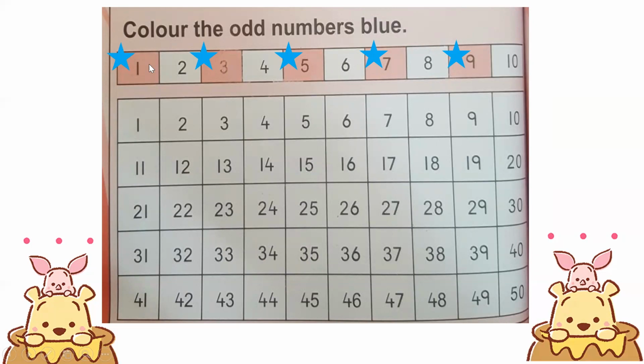Now look here, there is page number 60. I have left the lower portion so you understand it more. Previously we did the even numbers. Today we will be doing odd numbers in both lessons and I will explain a lot. Now you need to color the odd numbers. First you will grab a blue pencil in your hand.